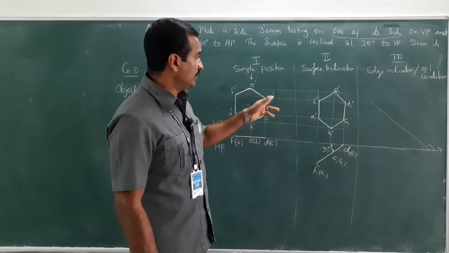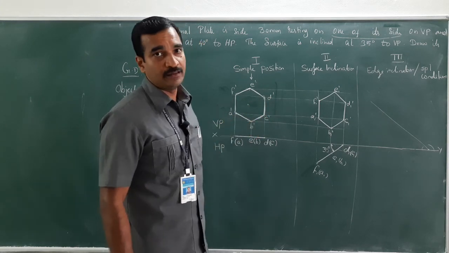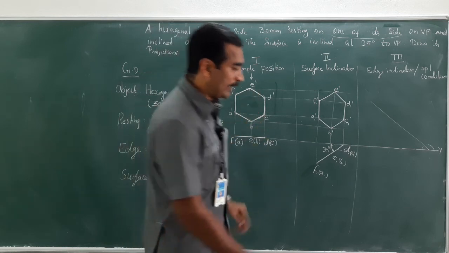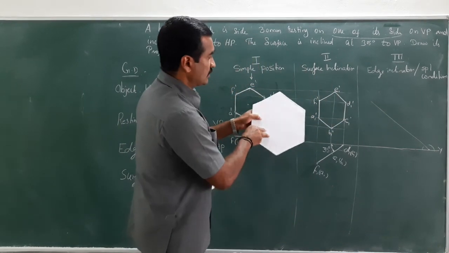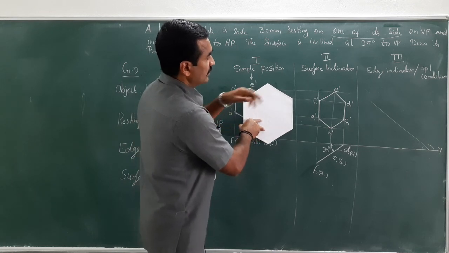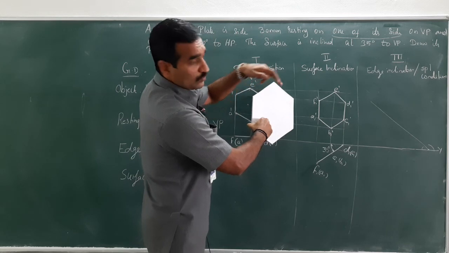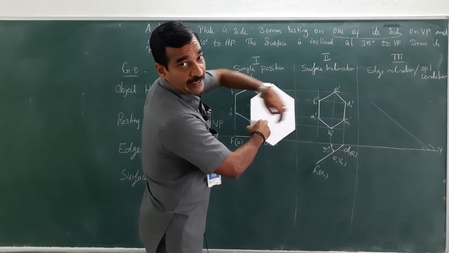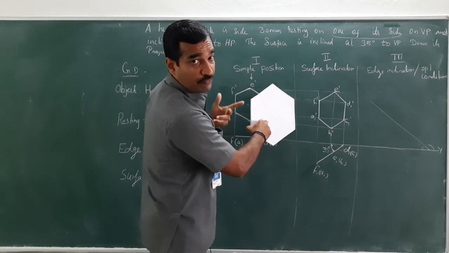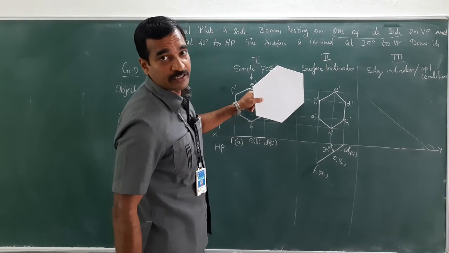Now, how is it resting? It is resting on one of the sides of the hexagon, CD. Now that side is being tilted, isn't it? It was simple position, it was like this. When the surface is inclined at 35 degree, it was like this, and now the resting side is inclined at an angle of 40 degree. This is what I am going to capture over there.